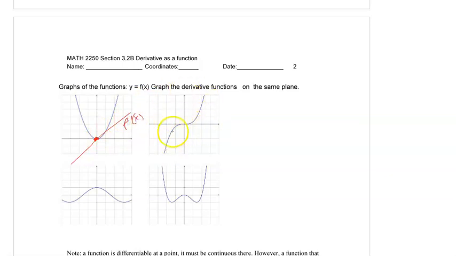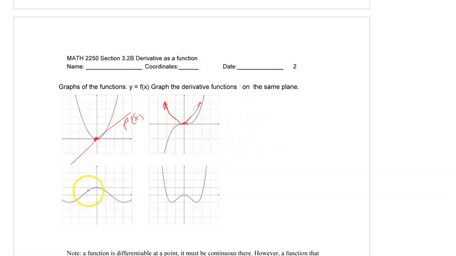For the next function, here we're increasing, so it's going to be positive. Here it is 0. Here it's again increasing, so it looks like it's going to be positive again. So just a rough sketch, your derivative function will look something like this.